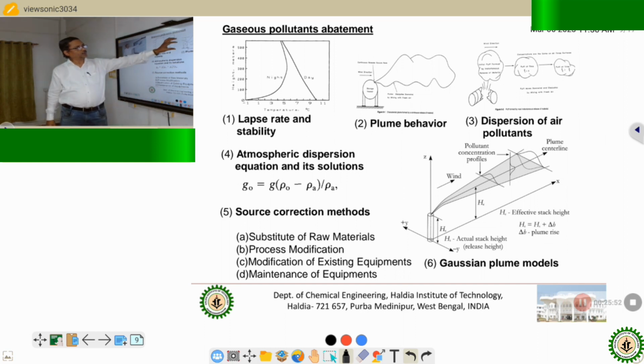So with the plume behavior, for any specific area, if we know the wind direction and the wind speed, then we can control the release of the gas so that it will not touch the ground. So the inhabitants will be unaffected in that area.